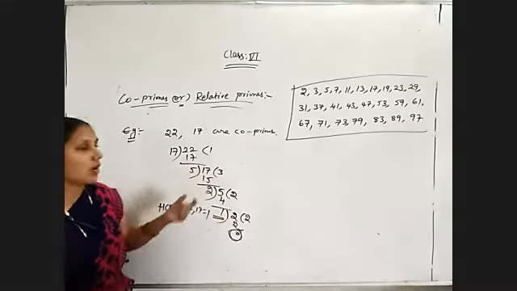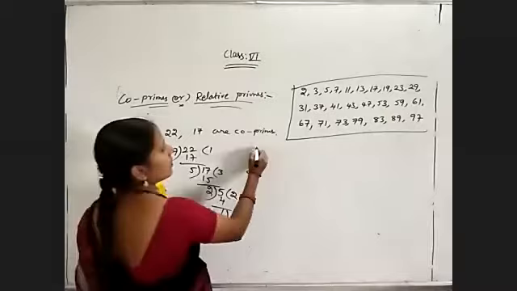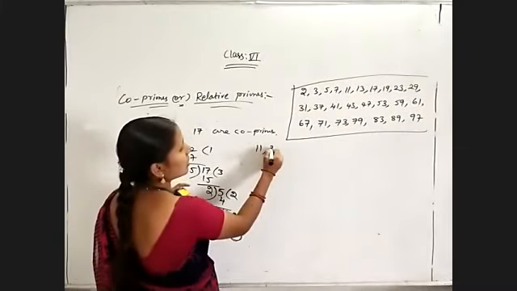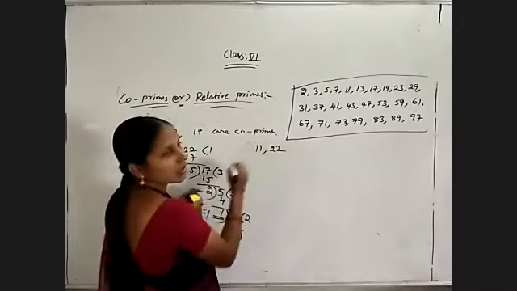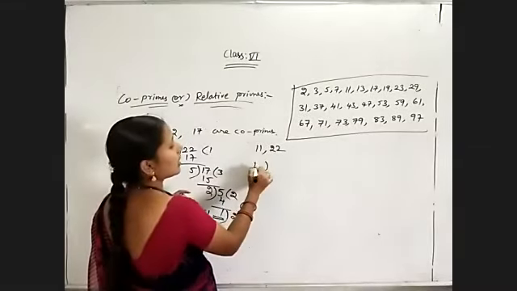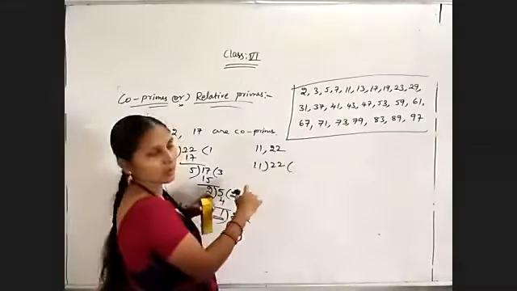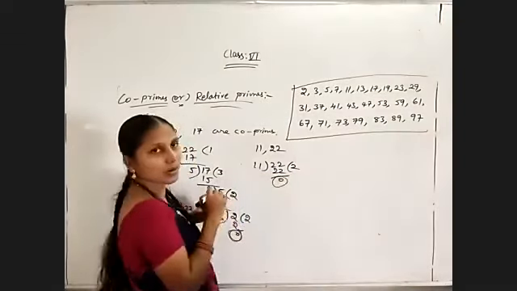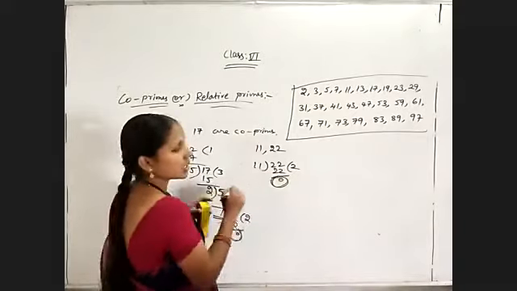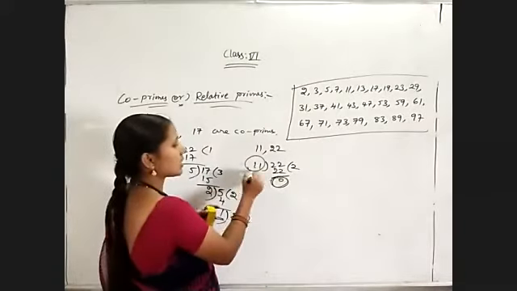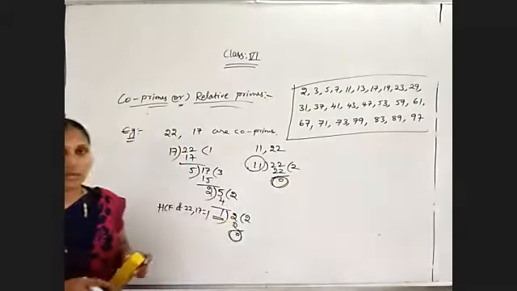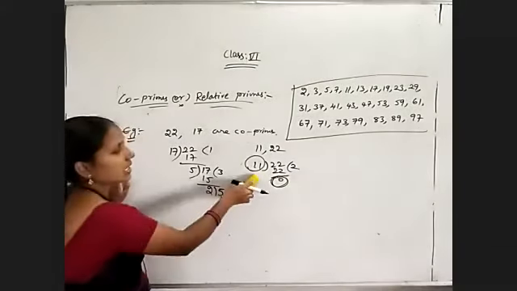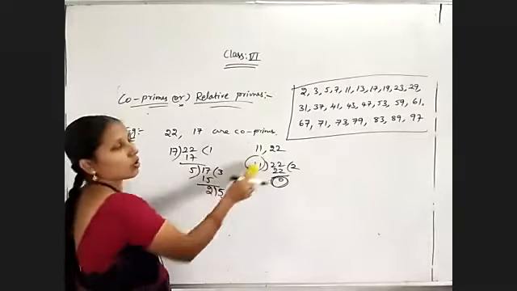Okay. Now take another numbers. So suppose I am taking 11 and 22. So divide the greater number with the smaller number. 11 2s are 22. Remainder is 0. Yes. So we got remainder 0 in a single step. So what is the HCF? It is equal to 11. That's all. And because the HCF is 11, these two are not co-primes.